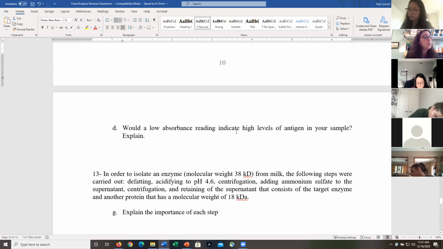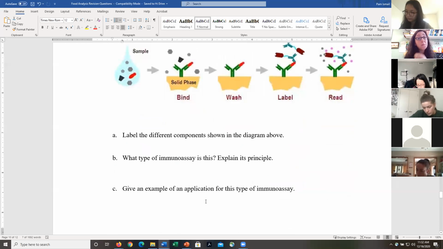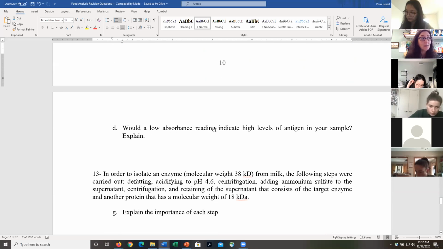Would a low absorbance reading indicate high level of antigen in your sample? No. Here, the more sample you have, the more labeled antibodies will bind, the more color you get. In competitive ELISA, it's the other way around. The more antigen you have, the less labeled hapten or antigen will bind, and therefore the less absorbance. Okay? So opposite for competitive, and directly related in sandwich ELISA or indirect ELISA.